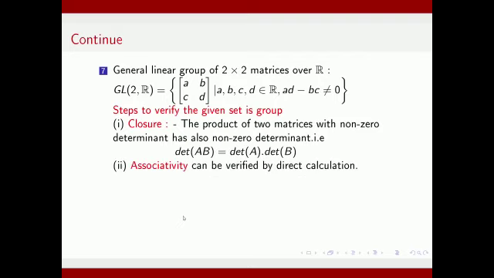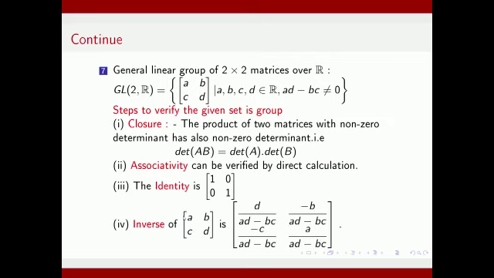Associativity can be verified by direct calculation. The identity element is the identity matrix of order 2 by 2 and the inverse of any matrix with non-zero determinant can be calculated by adjoint method or any other method, and the inverse exists and the inverse has determinant non-zero. Therefore GL2R is a group. Now pause the video and verify whether GL2R is a group or not.